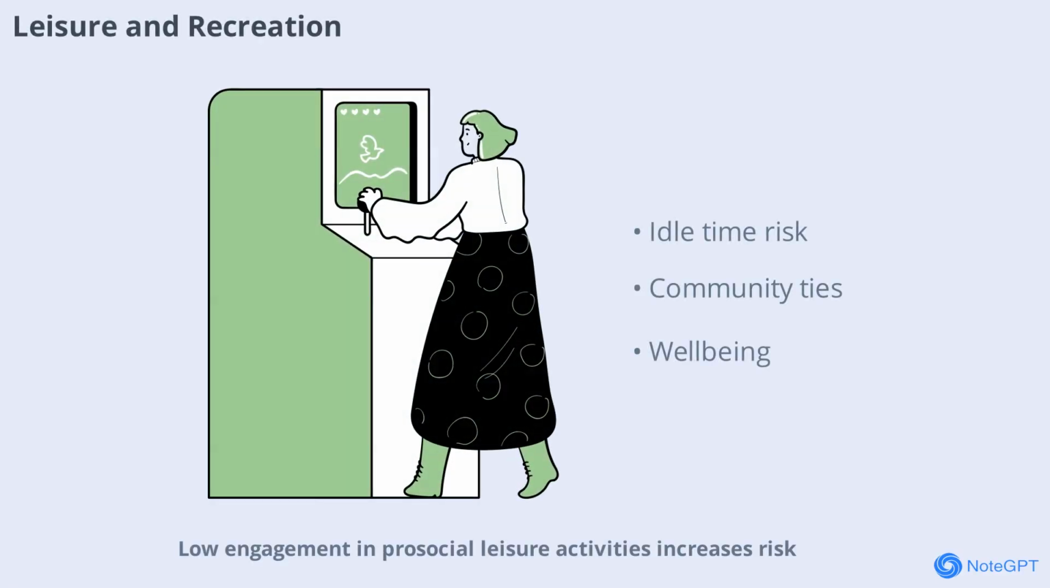Low engagement in prosocial leisure activities increases risk. Interventions encourage involvement in satisfying, structured activities like sports or clubs. Regular participation reduces idle time, builds community ties, and improves well-being, helping to prevent reoffending.